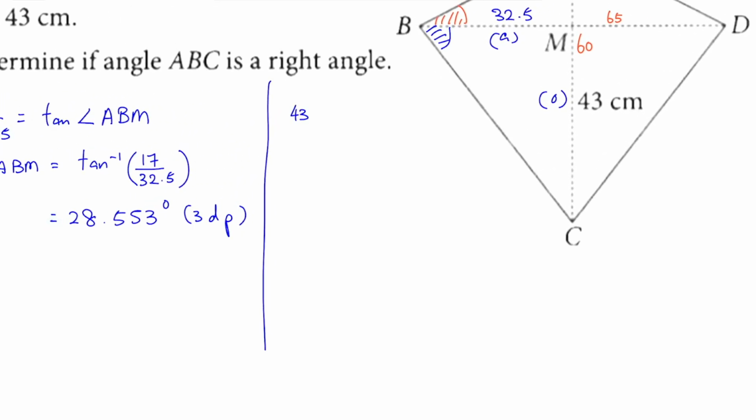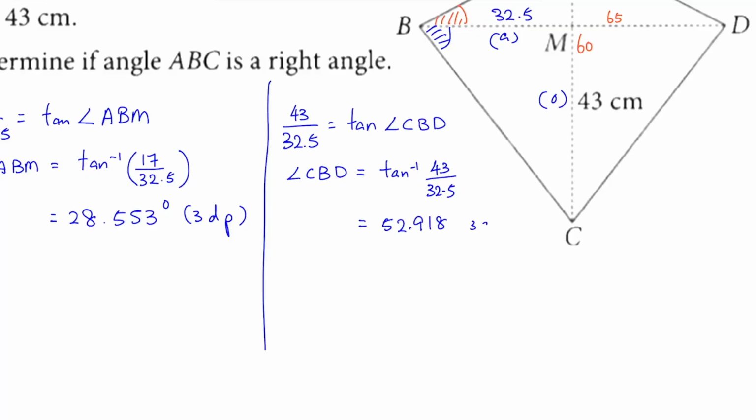So opposite is 43 and adjacent is 32.5. Tangent of angle CBD equals 43 over 32.5. Then make CBD the subject, equals tangent inverse of 43 over 32.5. Okay, key into calculator, you should have 52.9183 degrees, to 4 dp.